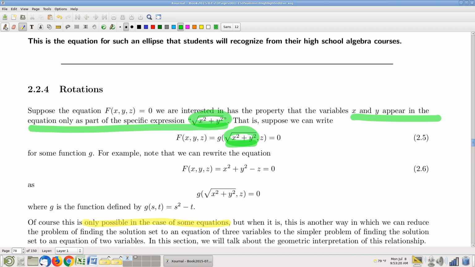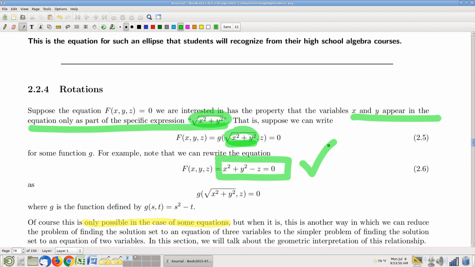I mean, here's an easy one that denies this rule. x minus y cubed equals z, right? x and y simply do not appear as part of this form. There is no way to do that for this equation. Okay, so only sometimes is this true. Now, here's an example where it does work. That equation right there. x and y appear only as part of our special form.